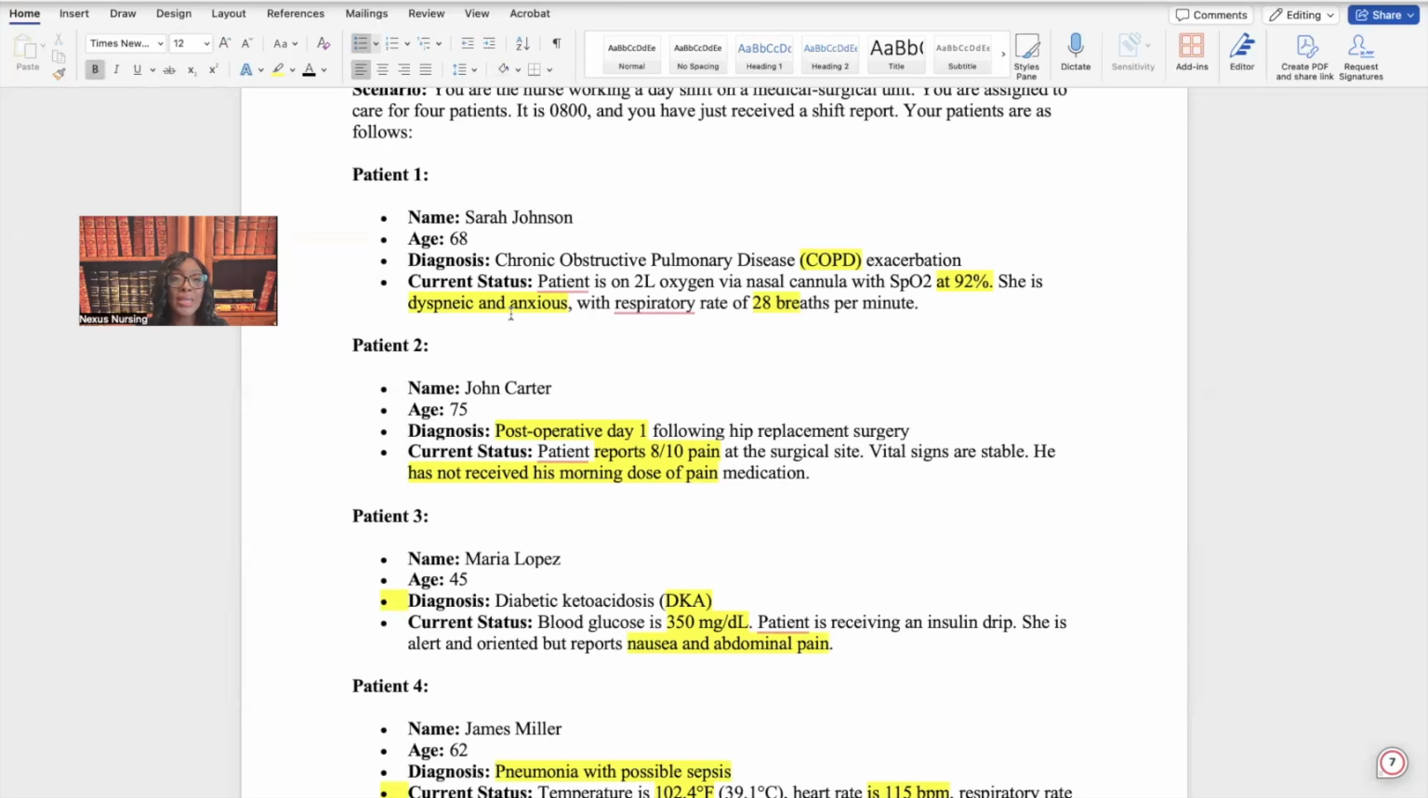So you should have at least narrowed down your priority to number one and number four. Number four is going to be your biggest priority because they have trouble breathing. You can't live without breathing. And on top of that, sepsis, right? Then immediately after that, we're going to go to Sarah Johnson. We're going to assess her and call the healthcare provider for any orders.